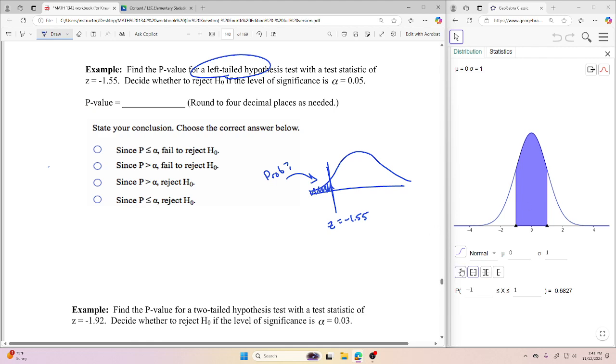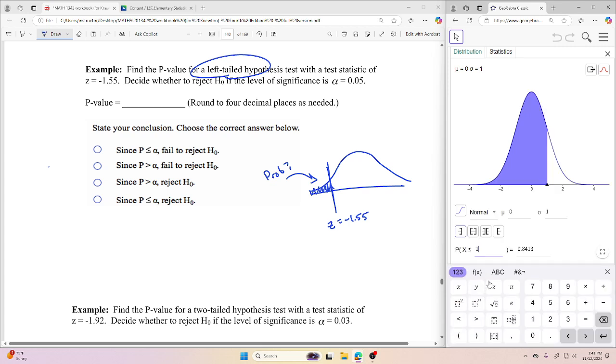So let's make the picture look like that. I'm going to do this side, and change this to negative 1.55. Does that about look like the same thing? Mine looks worse, of course. But you get the picture, right? And what do they have? A little tiny number. 0.0606. That's my answer.